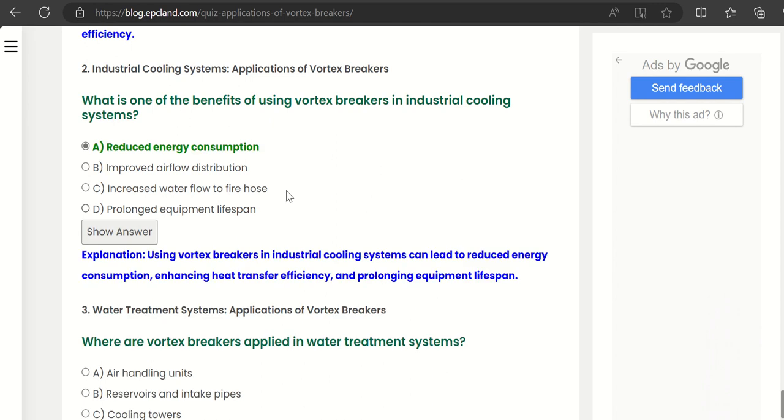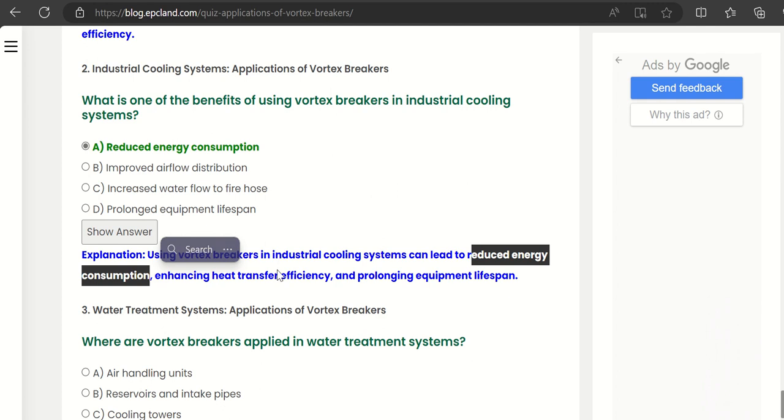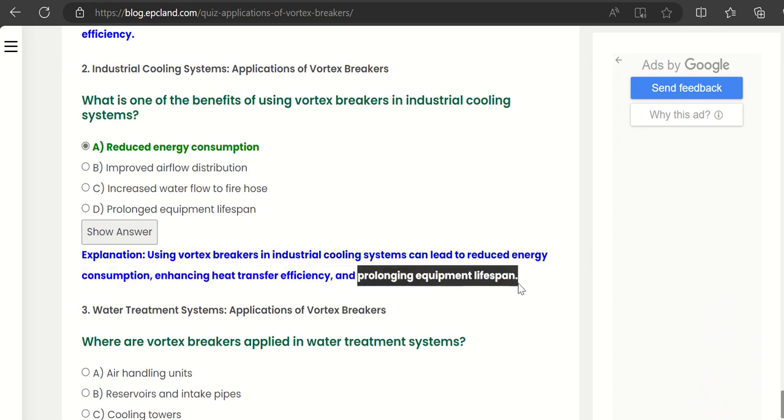So let us see, the right answer is this, reduced energy consumption. Let us look at the explanation. Using vortex breakers in industrial cooling can lead to reduced energy consumption, right? So this is one of the reasons. It also enhances the heat efficiency of the overall system and prolonged lifespan. So most of the answers are correct, but the exact answer, if we talk about one out of these four, then that is reducing the energy consumption.